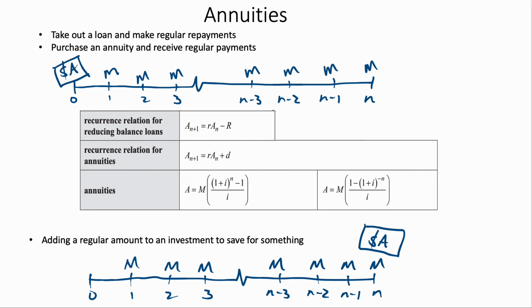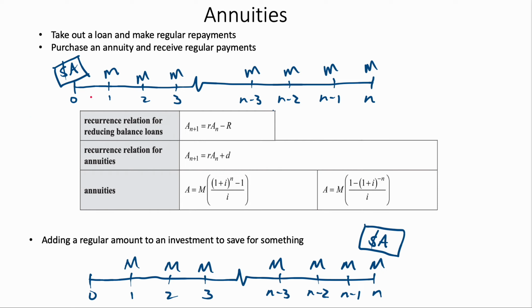Now the other situation is if you're saving up for something, so you might be making a regular payment into an investment account and then you want to work out how much you've got at the end of that time. So both of those situations are annuities, and I've got them demonstrated on what I call a timeline.